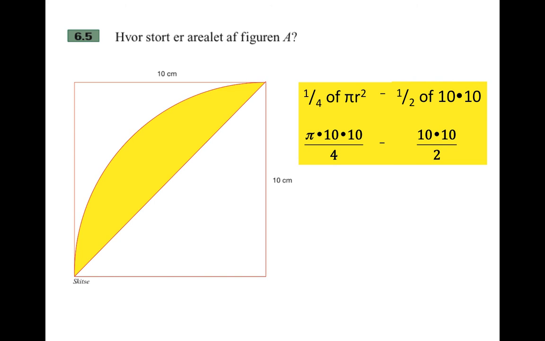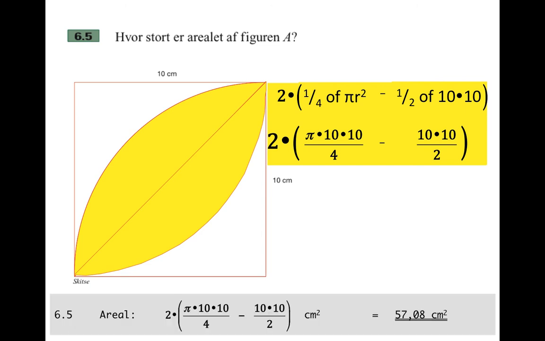The actual area we want is double that, so it's 2 times brackets pi times 10 times 10 over 4 minus 10 times 10 over 2. So the area we want is that expression, which we can work out, and it works out to be 57.08. So the area of figure A is 57.08 centimeters squared.